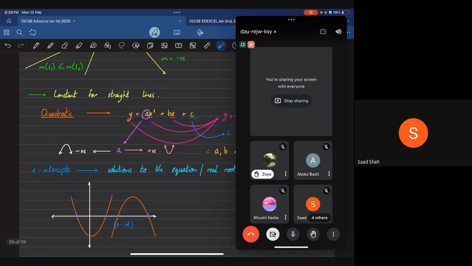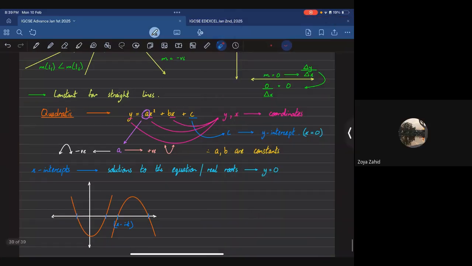Yes, sir. For the second graph that you've drawn, what will be the value for y? Y-intercept, yeah. 0. But it's not cutting the y-axis. Yeah, 0. There is no value of c. C is equal to 0.